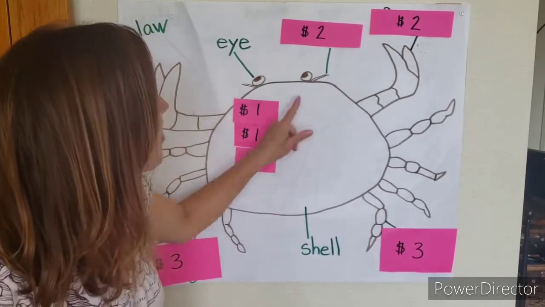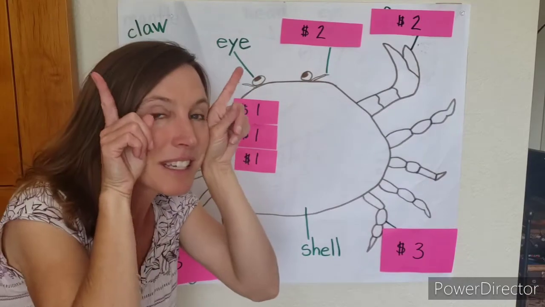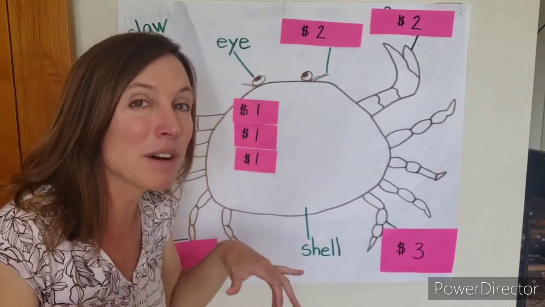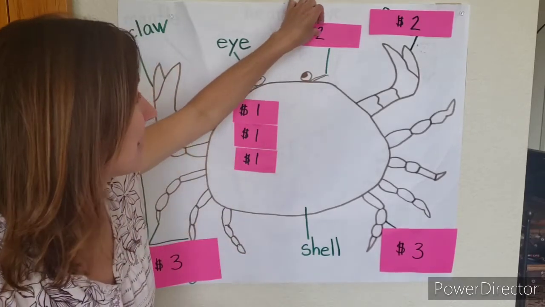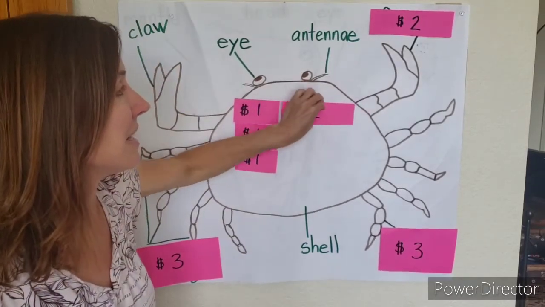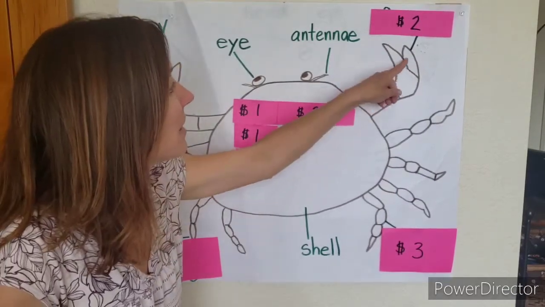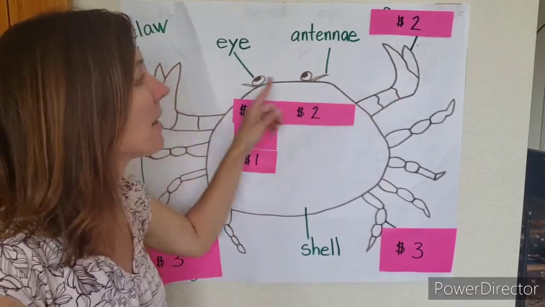Okay, what are these parts that stick out by the eyes? They help the crab feel around a lot as he's crawling or swimming. Those are the antenna.